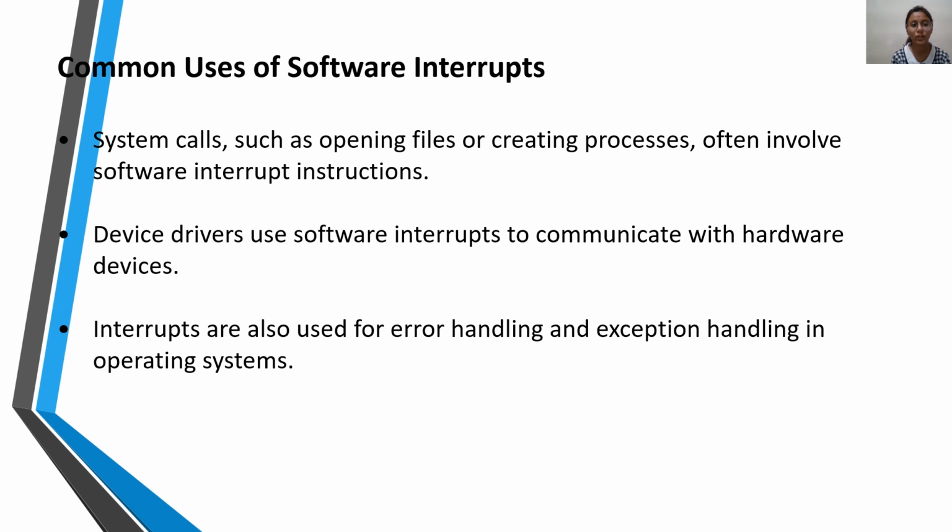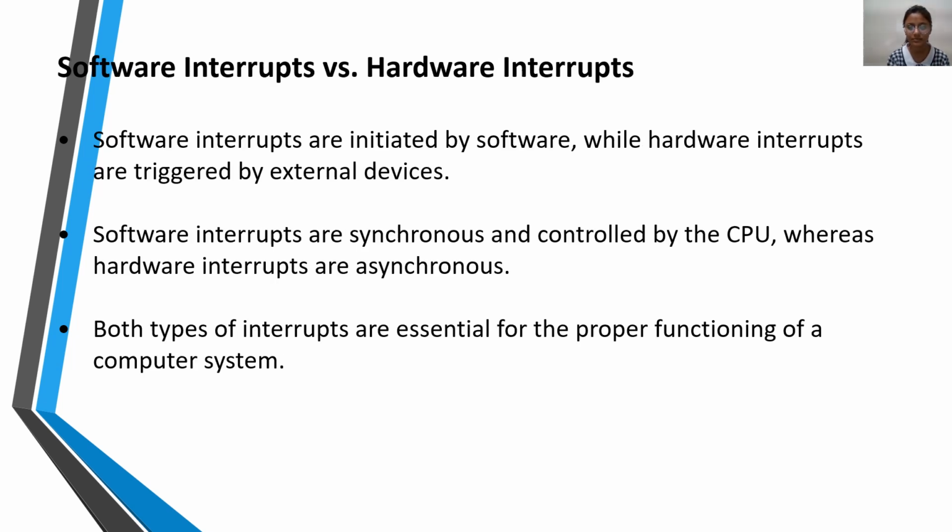Now let us see what the common uses of software interrupts are. System calls such as opening a file or creating a process often involve software interrupt instruction. Calls are used to avoid the repetition of code. Device drivers use software interrupts to communicate with hardware devices. Interrupts are also used for error handling and exception handling in operating systems.